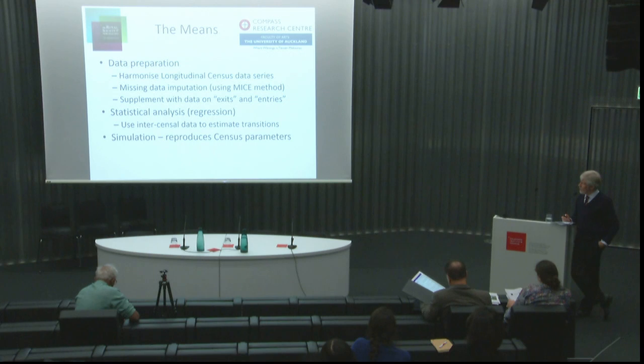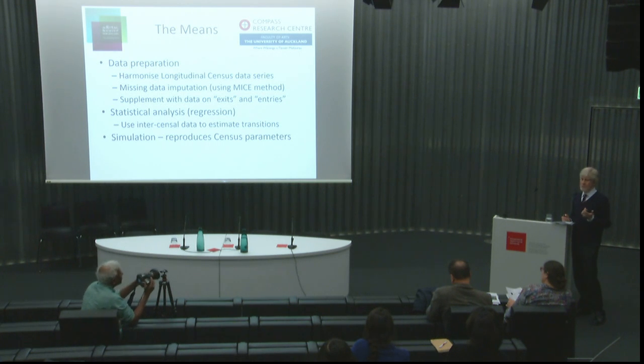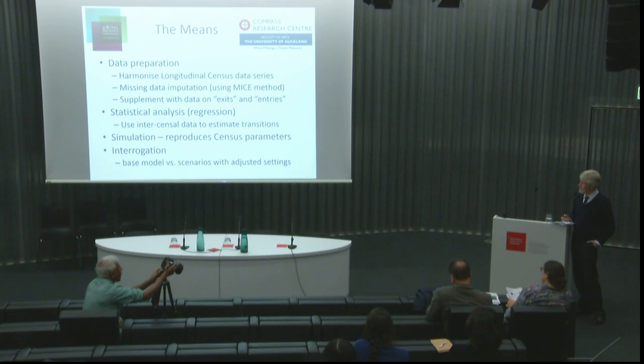And simulation, where, having developed our statistical analysis, we put it in our engine and we reproduced the key census parameters. And when we weren't able to do that, we scratched our heads and looked at what could be changed. And of course, this is like a training data set. We're actually training our model on the New Zealand census, which means it's trained with the New Zealand census in mind. So its generalizability is questionable. And then finally, interrogation using the base model versus scenarios with adjusted settings. So that's the means we used.